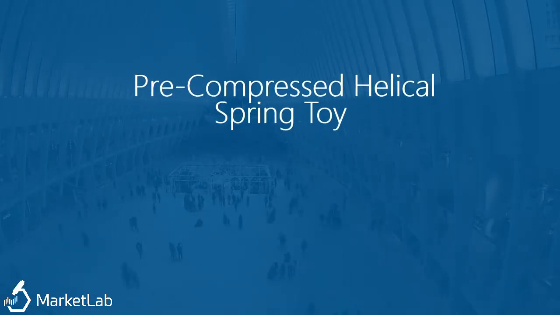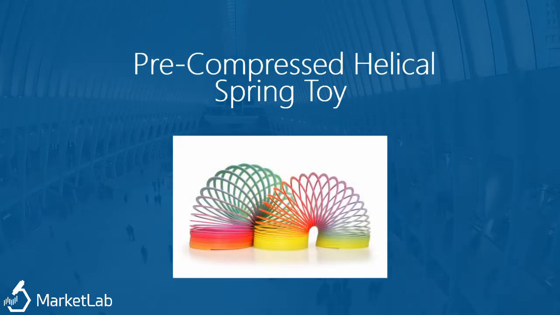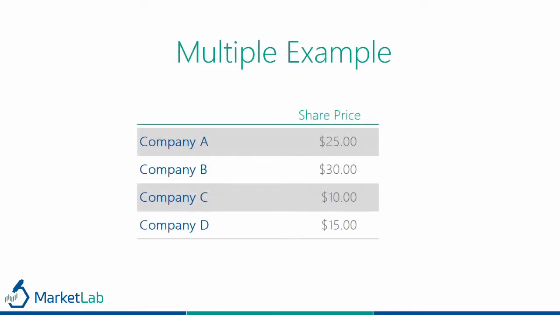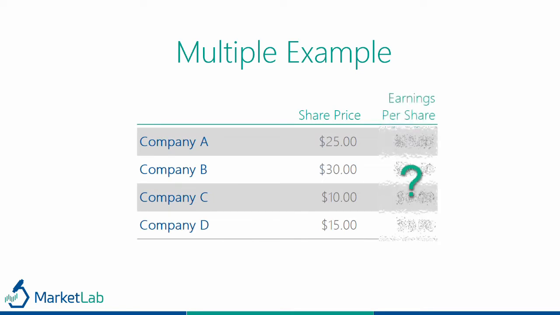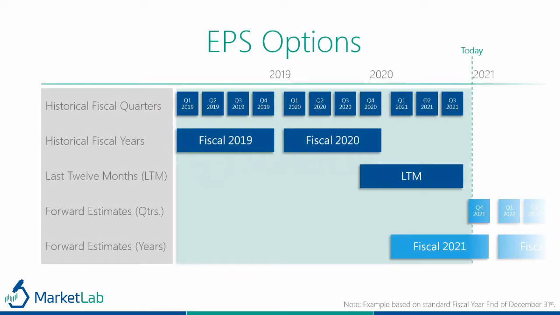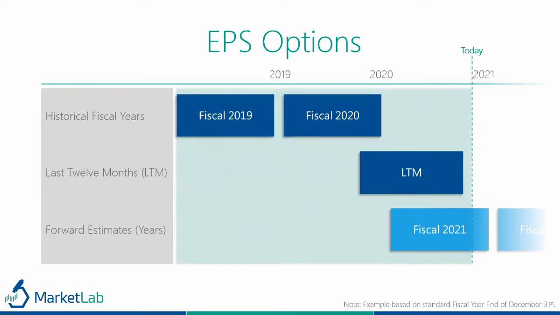Pretend we're looking at the pre-compressed helical spring toy market, with several competitor companies and varying degrees of growth and quality. To get their PEs, we start by collecting each of the company's share price. Next, we need to get their earnings per share, or EPS. But which EPS? Okay, so there's lots of different choices: quarterly, annual, backward-looking, forward-looking. To start, we need an annual figure by convention.